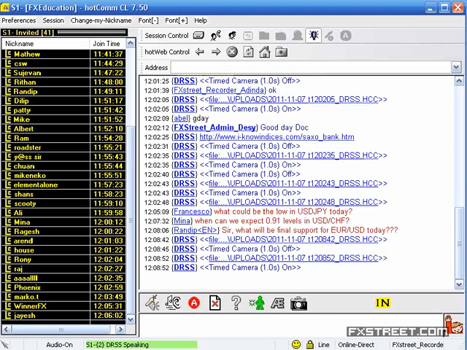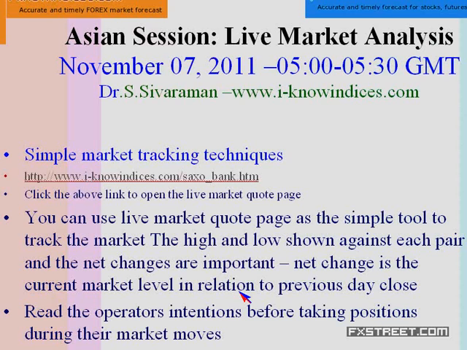Let me go back to that other PowerPoint presentation. So we have done the analysis with regard to the high and the low and also the net change in each pair, and identified whether they are making contrarian move or the USD gaining move or the USD weakening move in all the majors. So that sort of understanding is very important as soon as you open the trading platform.